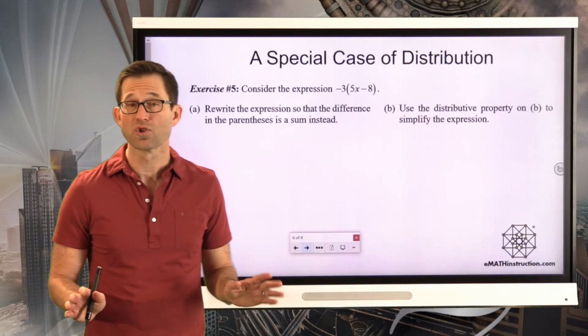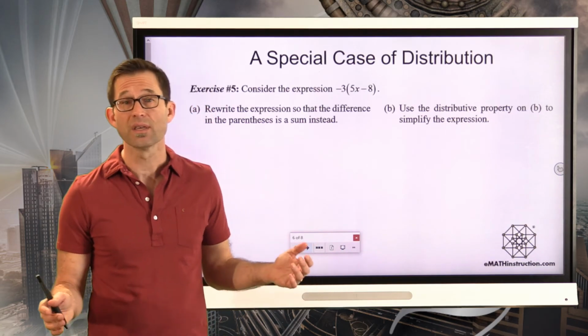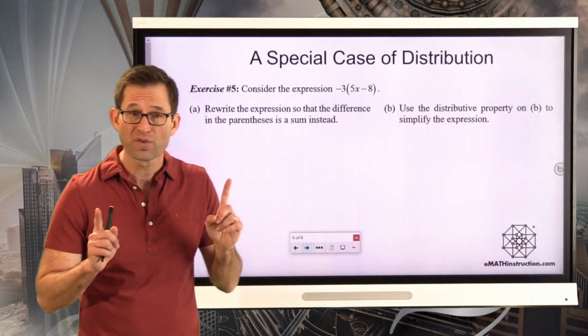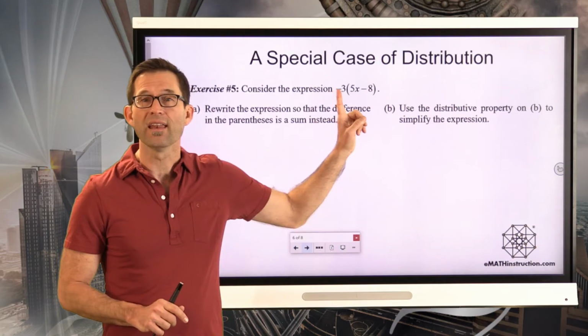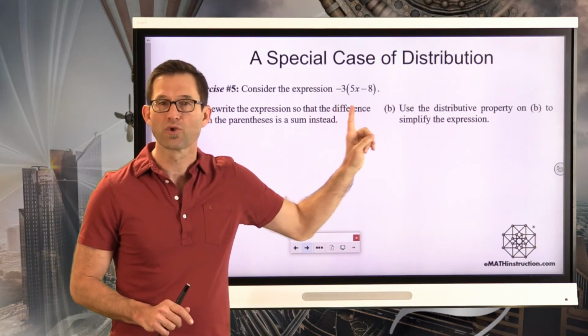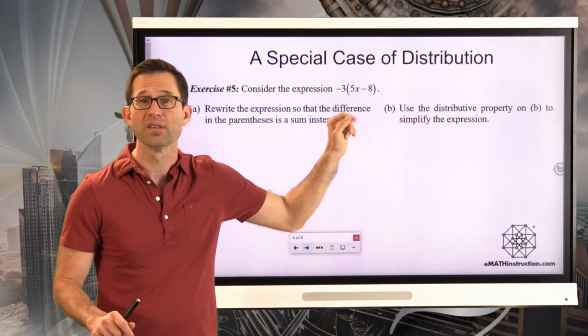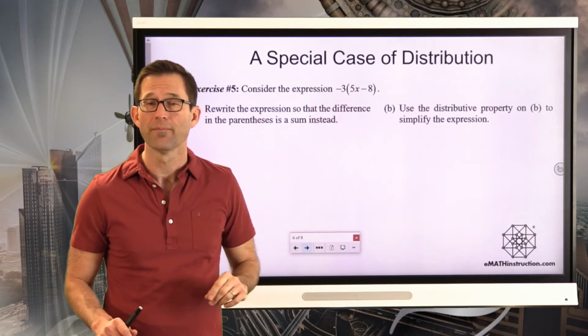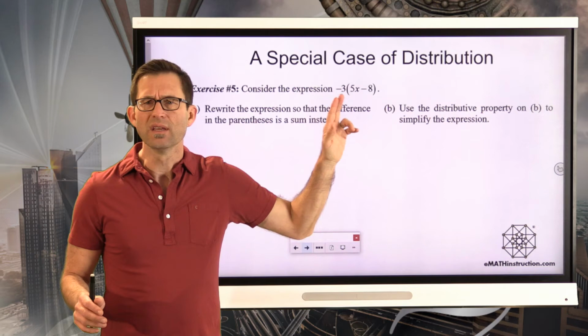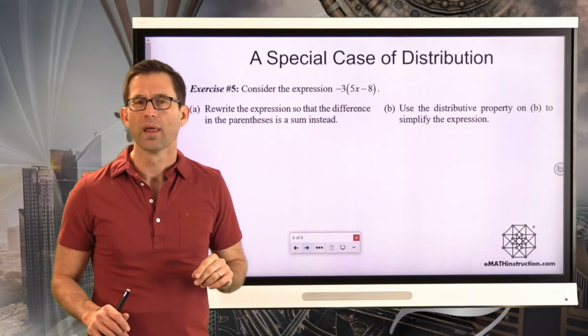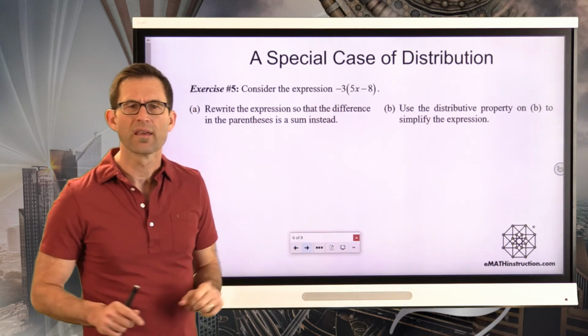Now let's talk about this special case. We saw basically everything we could see in the last exercise except for this particular thing, which was a negative multiplying a subtraction. If you look back at exercise 4, we never had a negative outside of the parentheses and a subtraction inside. And we want to be able to just deal with this without even having to do what we're going to do in letter A, but I want to kind of give you some rationale.